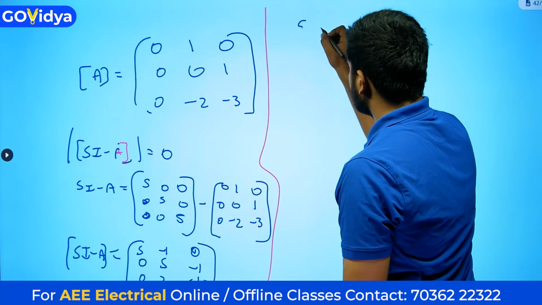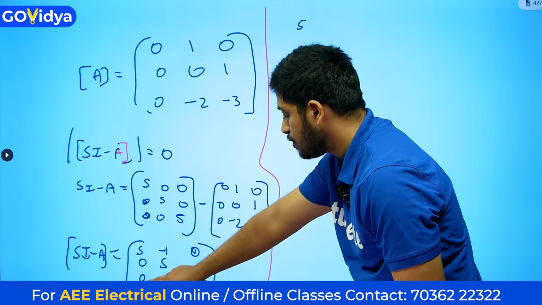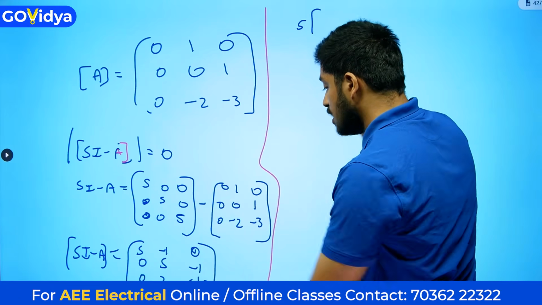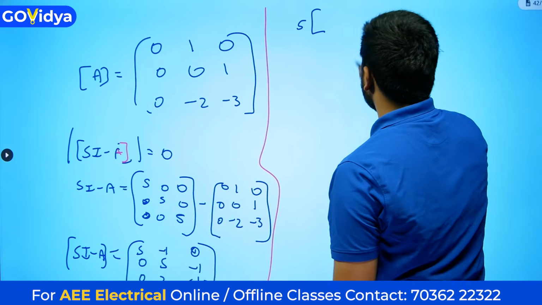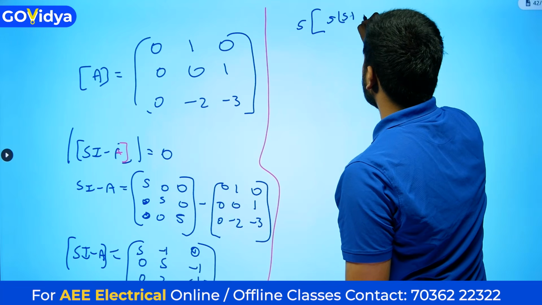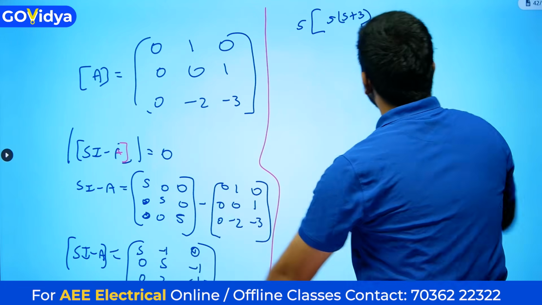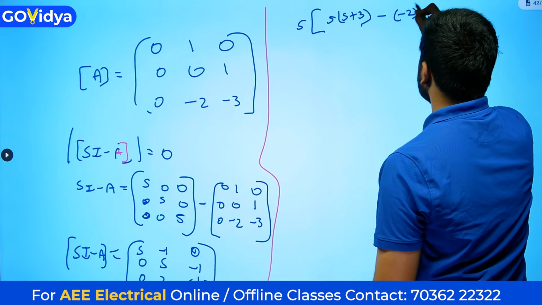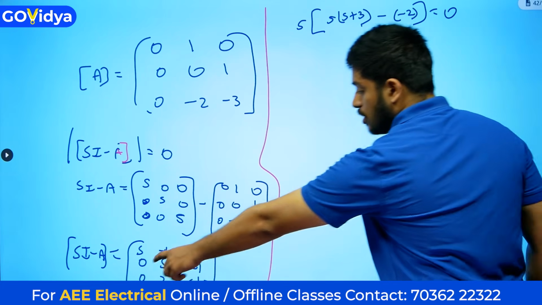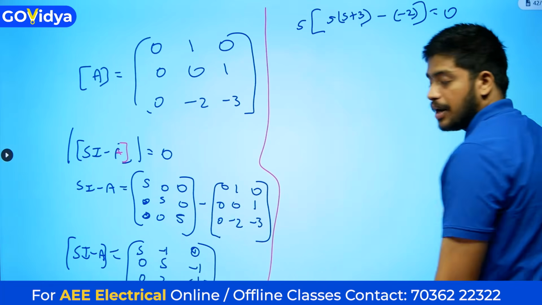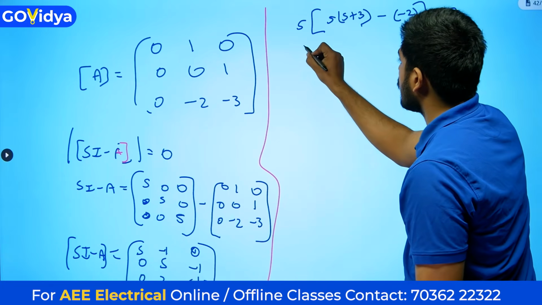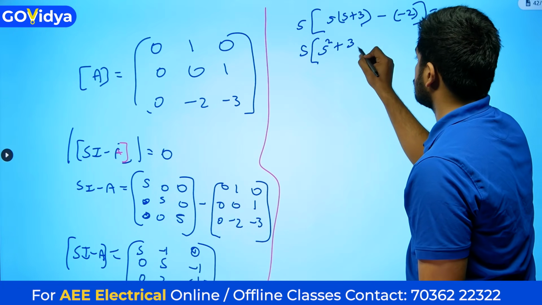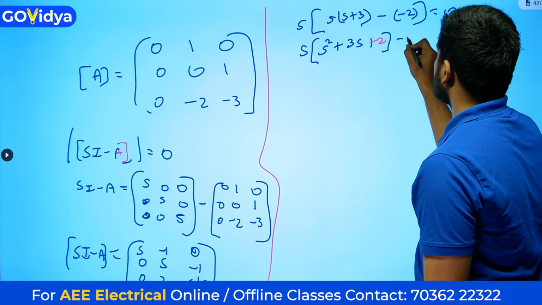So directly, since we have these both as 0, when we are taking the det only this variable is taken into consideration, and both are multiplied. S into (s plus 3) minus 2 into minus 1 is minus 2, so here I will get minus 2. Okay, this should be equated to 0. So here I will get s of (s square plus 3s plus 2) equals 0.